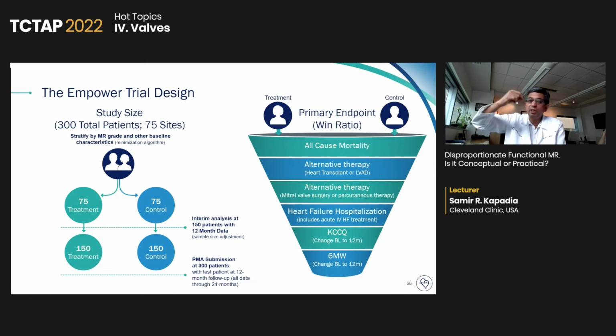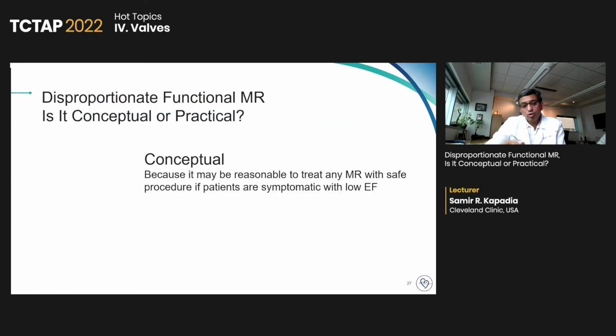So if you are going to treat them early, any mitral regurgitation, if you treat them early, and if you require a mitral clip or if you require a mitral valve surgery, then this is an endpoint to decide which one does better. And it's a sham control study, because again, we have to do the coronary sinus edge. So the conclusion: is the disproportionate or functional mitral regurgitation concept conceptual or is it practical?